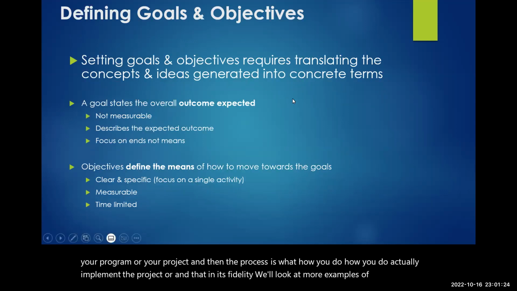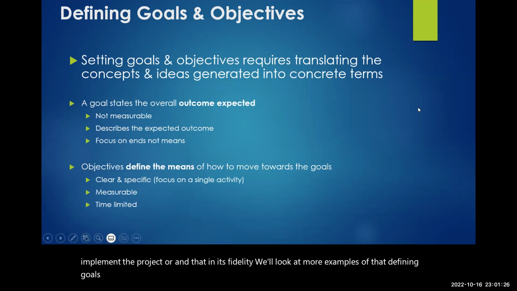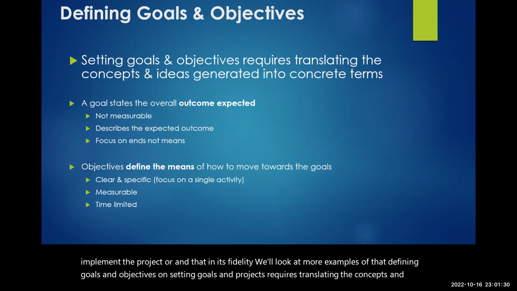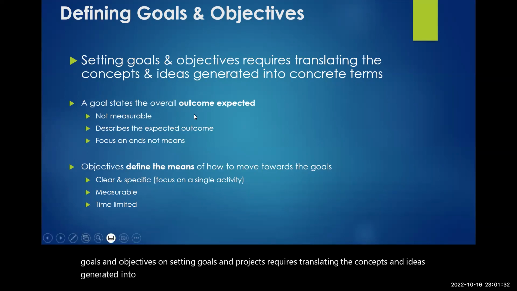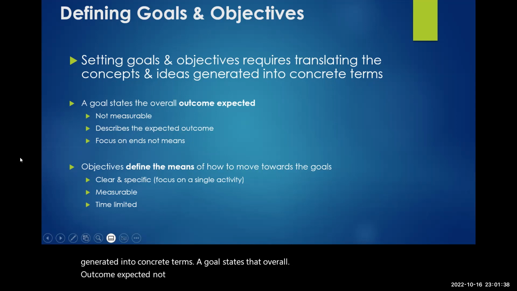Defining goals and objectives. Setting goals and objectives requires translating the concepts and ideas generated into concrete terms. A goal states the overall outcome expected, is not measurable, describes the expected outcome, and focuses on ends, not means.